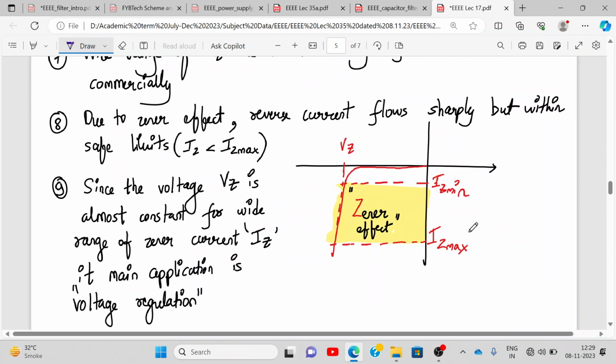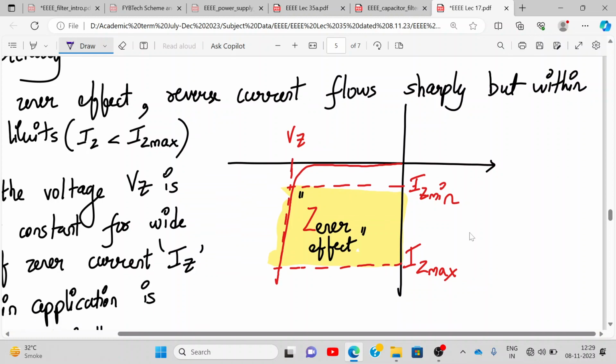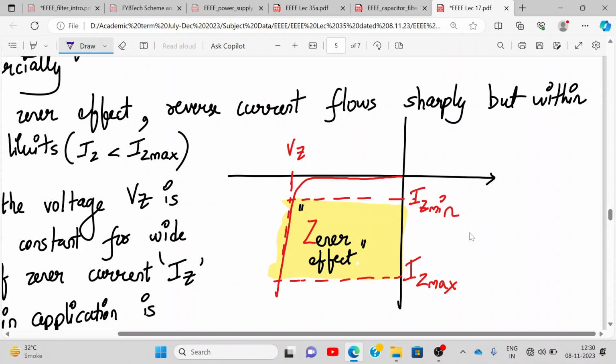This is my Zener effect. So please draw this diagram. This is the reverse characteristics of a Zener diode in reverse bias. And the zone which I marked over here is the Zener effect. Do you see IZ minimum and IZ maximum?